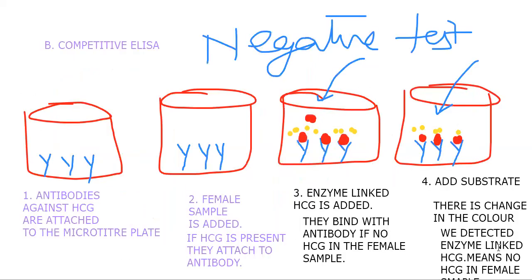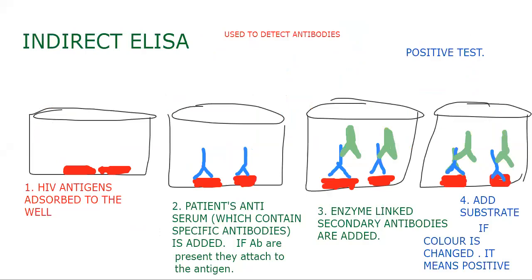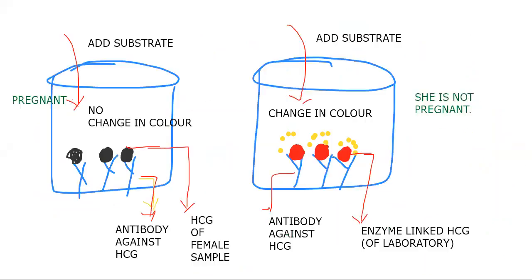Okay. Next, we are seeing the competitive ELISA. What is meant by competition here? Let us see what is meant by competition here. The competition is between the HCG of the female sample and the enzyme linked HCG of the laboratory. If one is present, the other is not present. If they are present, these are not present. So that is what we call competition.